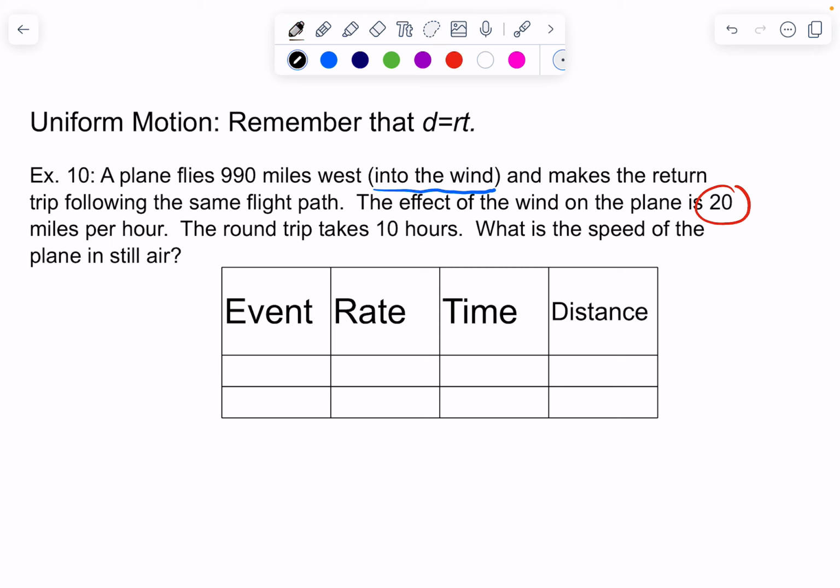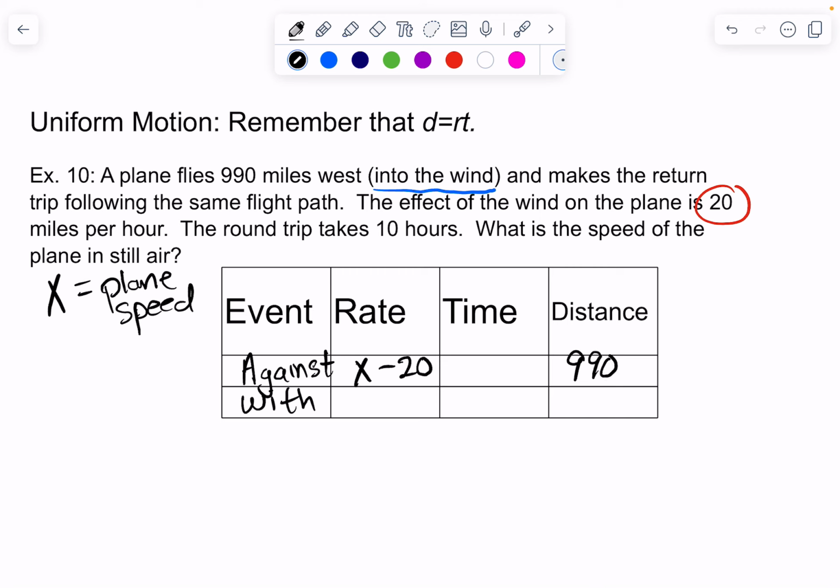Okay. What is my event? Well, I'm going to go into the wind or against the wind. And then I'm going to come back on the return. When I return, I'm going with the wind. Okay? We don't know the rate of the plane, so I'm going to go ahead and determine that x is the plane speed. So the rate of the plane x minus 20, that's the rate of going against the wind, and I have a total distance of 990.